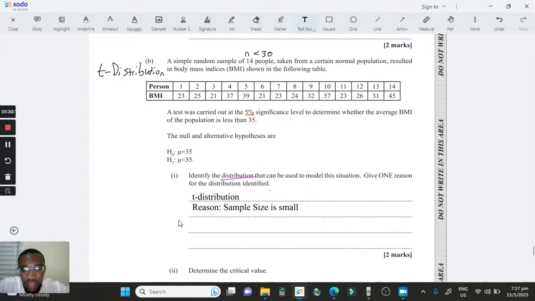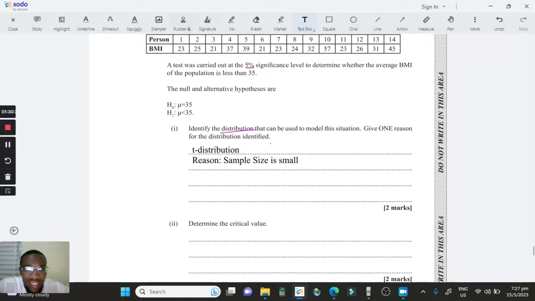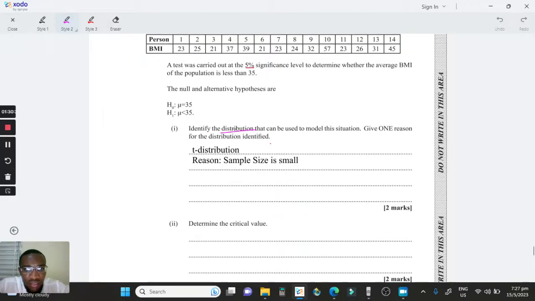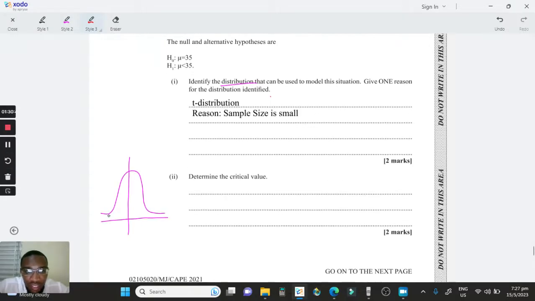Now it says determine the critical value. They jump straight to it. It always asks for the critical value. Now, the critical value is at the 5% significance level. Alright, so always draw this, guys. It helps you. It's a one-tailed test.